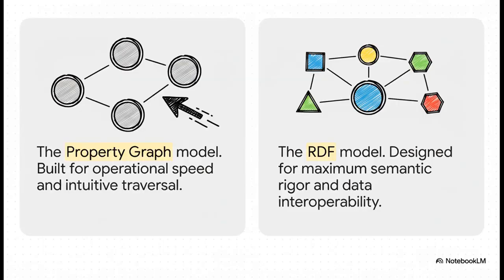So in one corner, you've got the property graph model. This thing is built from the ground up for raw speed and making traversals feel natural. And in the other corner, you have the Resource Description Framework, or RDF. Its whole reason for being is semantic purity and making sure data can talk to other data, anywhere. They are very different tools for very different jobs.